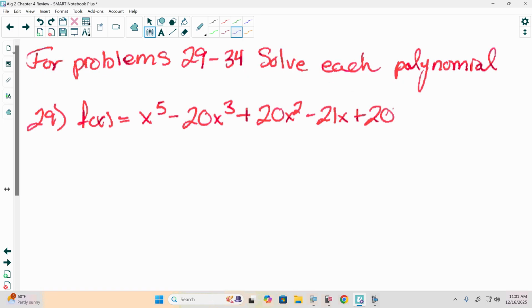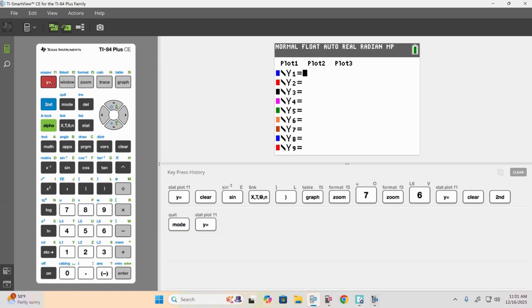29 through 34, we want to solve. We're actually solving. And for most all the solving, I would just start by graphing. So for 29, first thing I do is grab the graphing calculator and hit y equals. And we just want to type the function in.